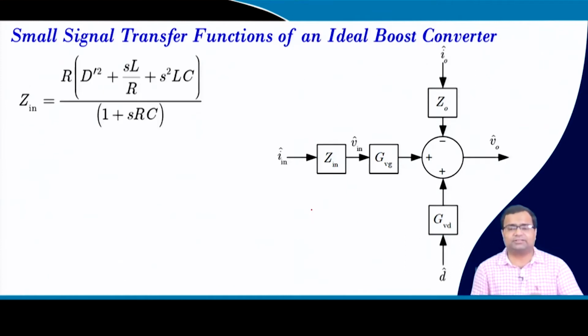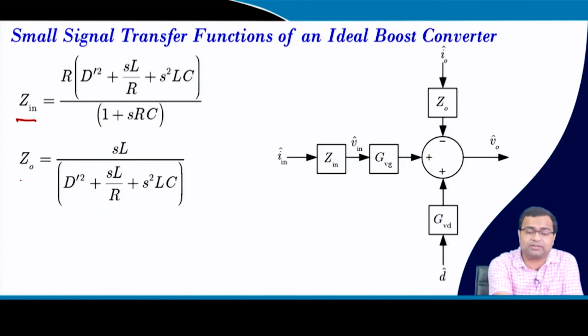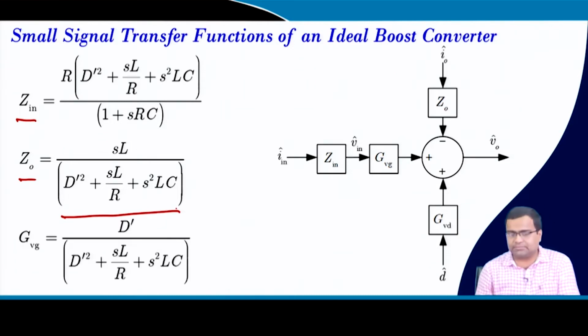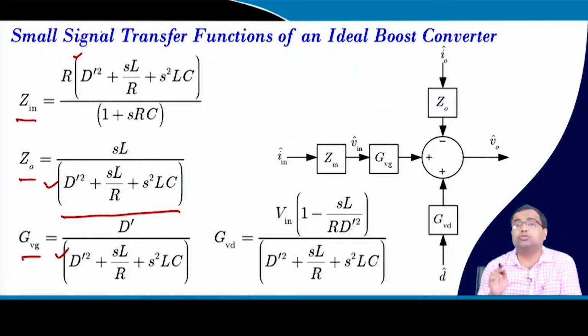So in this transfer function, if you take a boost converter, again we can derive the input impedance and the output impedance of a boost converter. It is an ideal boost converter. Again it has a 2 pole second order system. Then if you take the audio susceptibility, we can derive it, and these polynomials are common. The control to output transfer function also has 2 poles. But in addition, there is a right half plane zero.